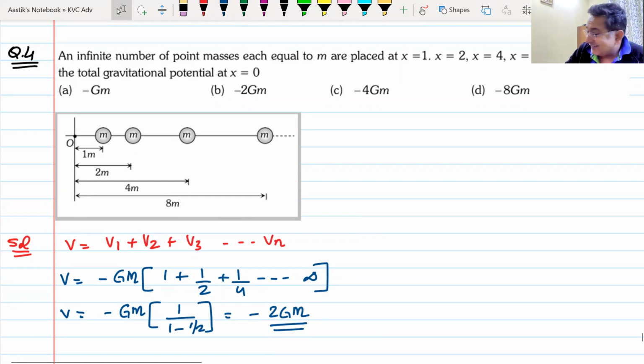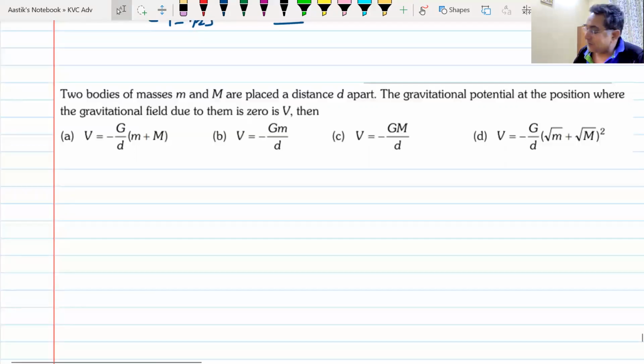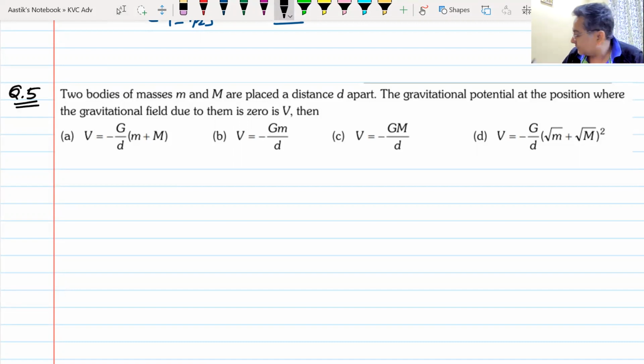Then let's see, this question is coming again. Let's see if you remember this. This is the way questions are framed in JEE. Question number 5. Two bodies of mass m and capital M are placed at a distance d apart. The gravitational potential at a position where the gravitational field due to them is zero is how much? Two minutes, show your talents.